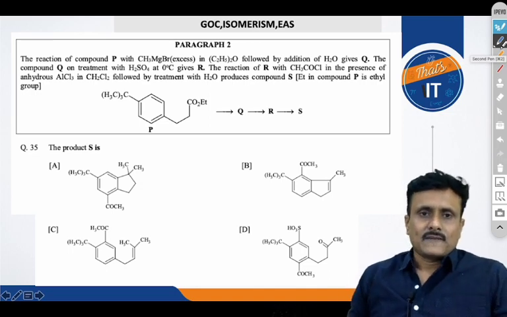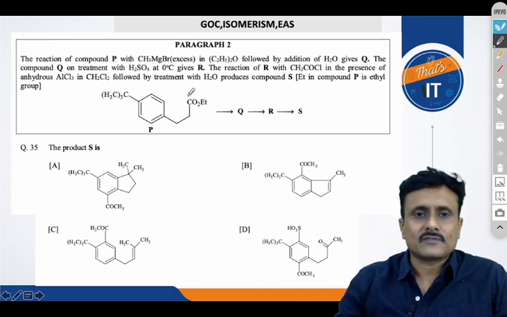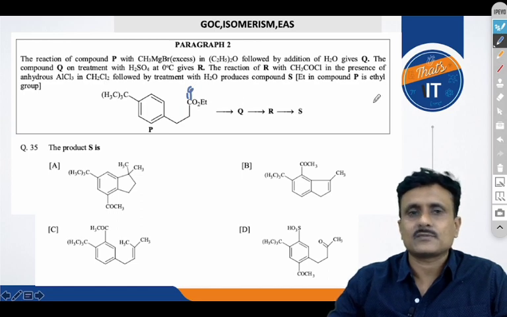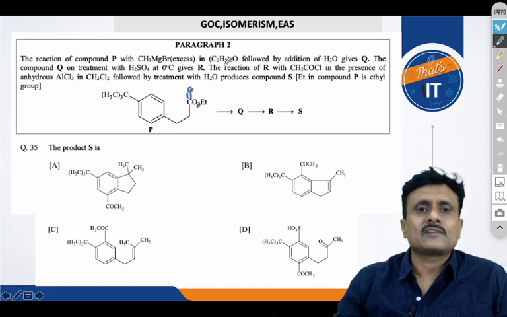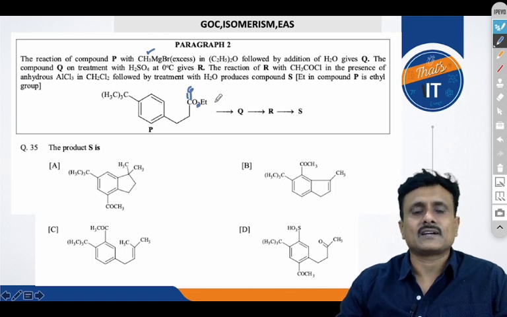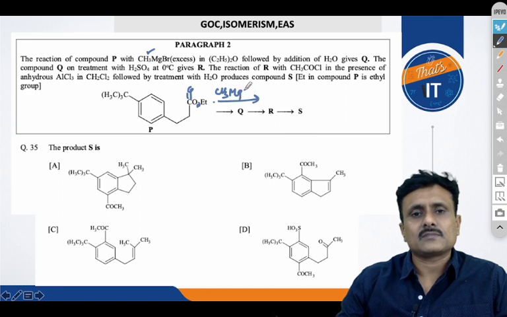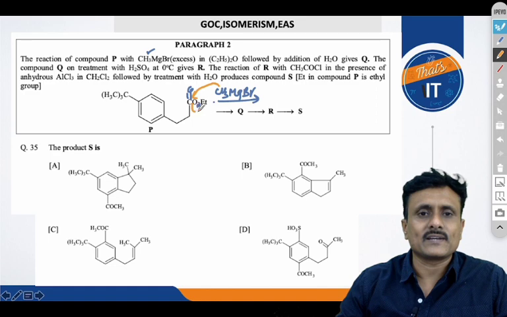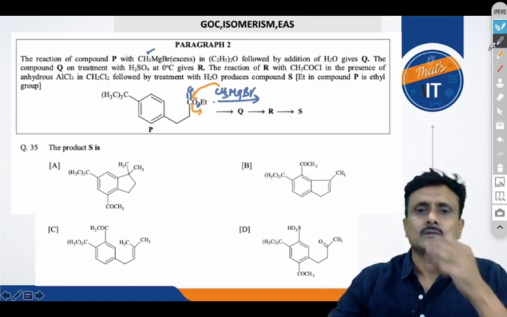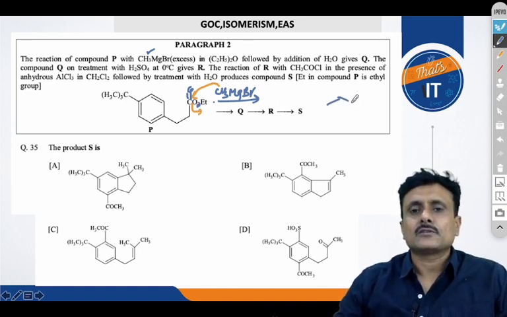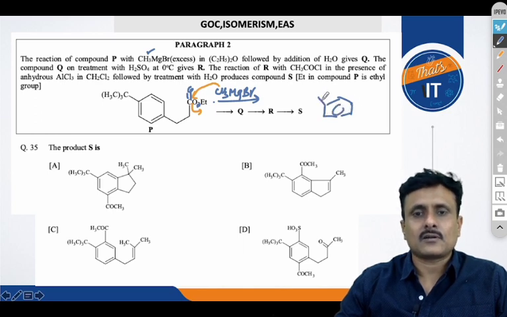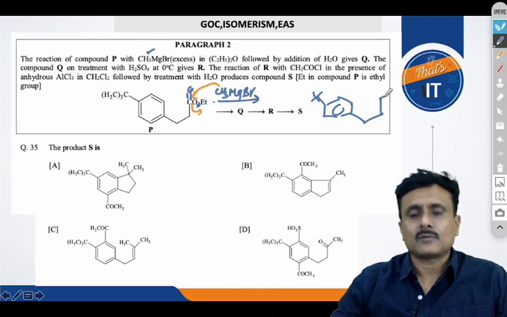We've got a compound P which has an ester group, COOC2H5. You know your favorite reaction. When you are treating this with excess of methyl magnesium bromide, what's going to happen? CH3MgBr, the popular nucleophilic substitution reaction where your OEt is replaced. Esters undergo nucleophilic substitution, not addition. You have the C double bond of CH3. This is not the product, right?